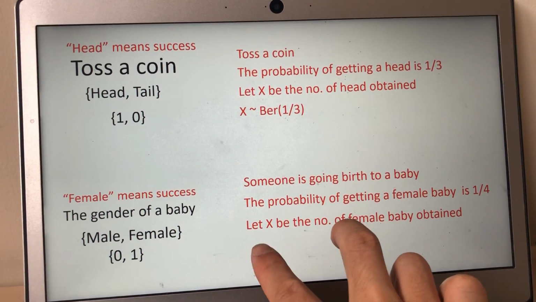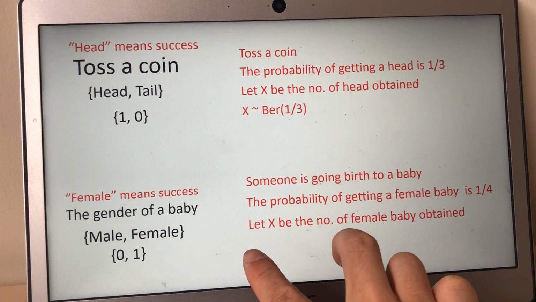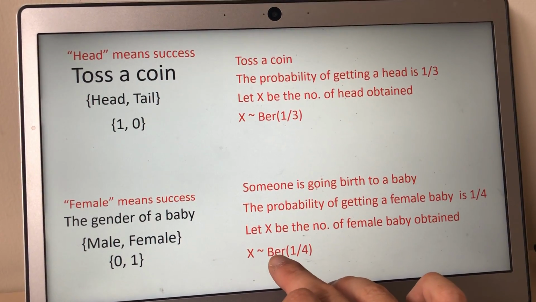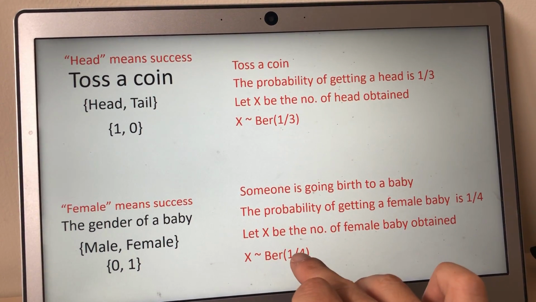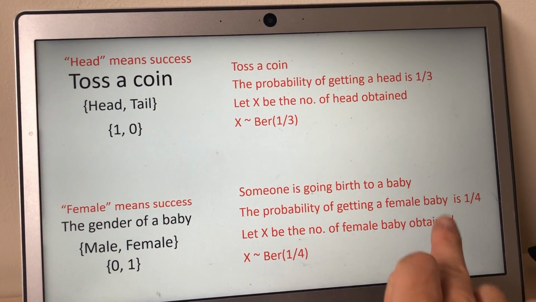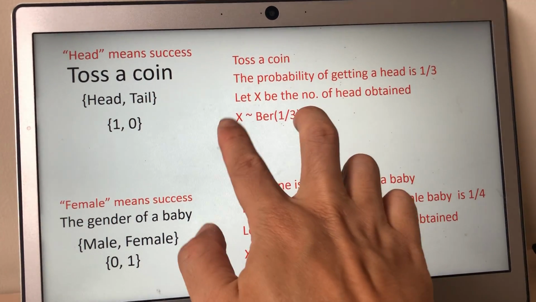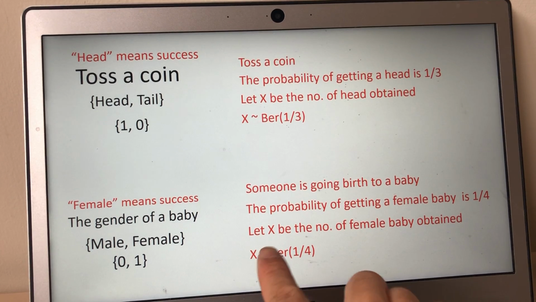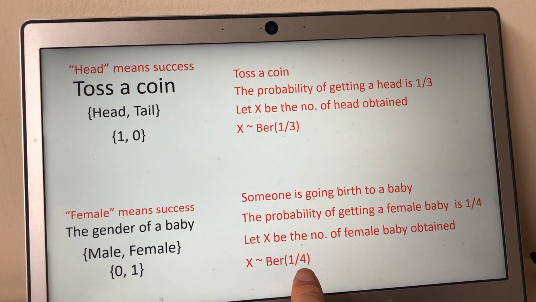Then we can write down what kind of distribution X, this random variable, follows. We know that X follows a Bernoulli distribution because the result must be either boy or girl, male or female. And the probability of success, getting a female baby, is 1/4. Okay? So next time when you see this, you should be able to tell what it means. X follows a Bernoulli distribution with the probability of success 1/4.